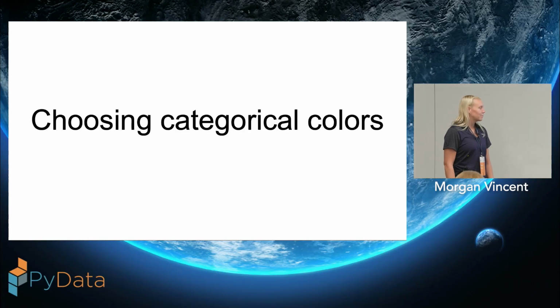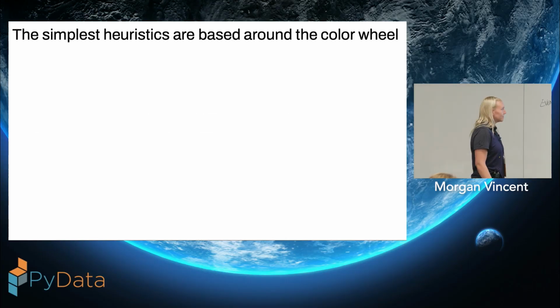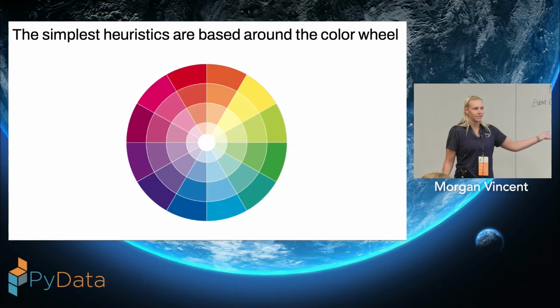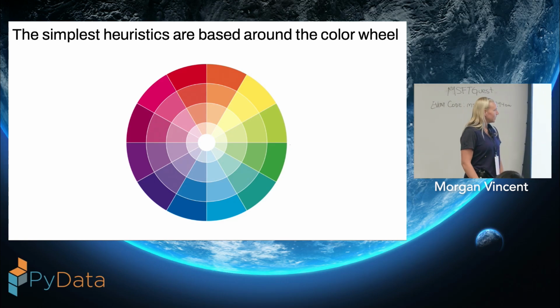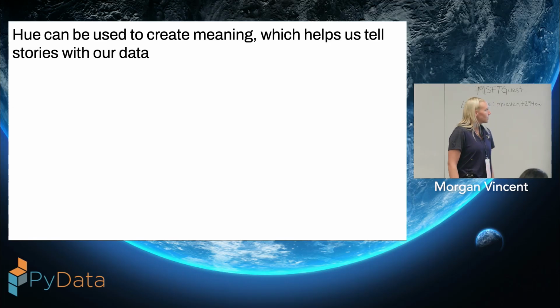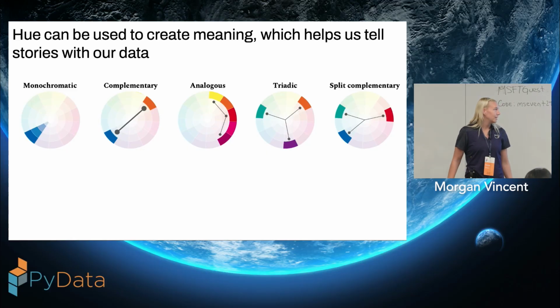So we're going to talk a little bit more about practical applications and how I think about actually using the color space to make good visualizations. The simplest heuristics are based around the color wheel. This is kind of where we ended with Dr. Lear, thinking about the color wheel, and we are going to focus on how we use these hues to actually create meaning and tell stories. So there are sets of colors, pairs, and triads that you might have maybe seen before, but might not have really thought too much about.